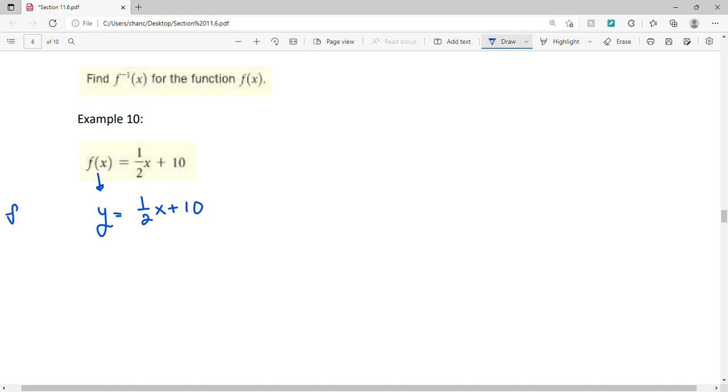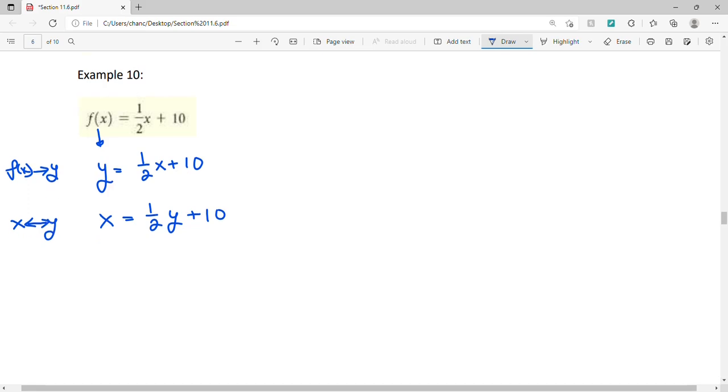So what we did first is we replaced f of x with y. And now you're going to swap them. You're going to replace the x with y and the y with x. This is going to give me x equals 1/2 y plus 10. Why do we switch the variables? Well, we're going to do the opposite, which is the inverse. The inverse does the opposites, and so that's why we are swapping the variables.